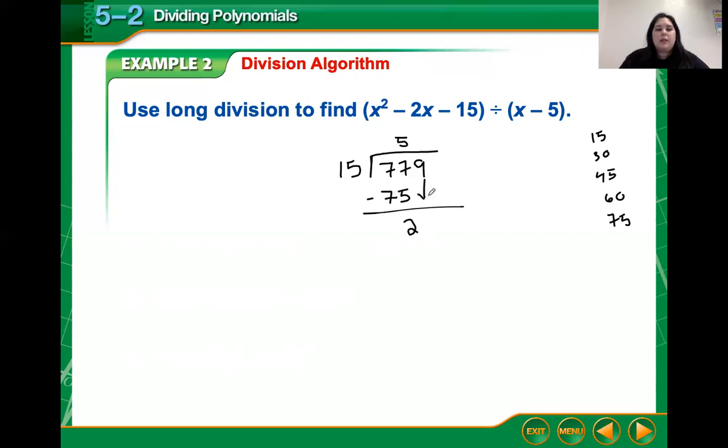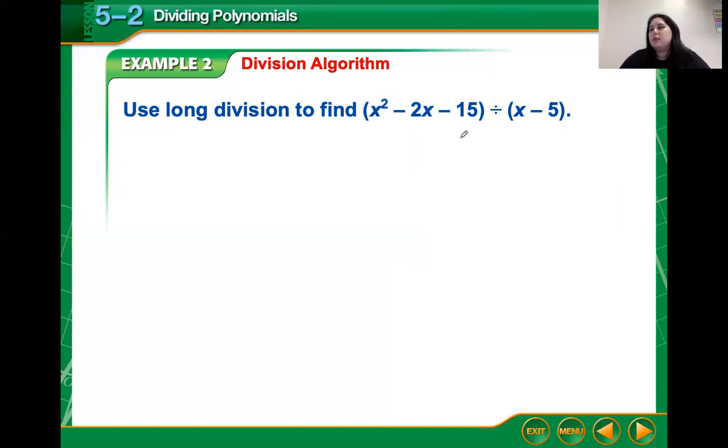I'm going to bring down the 9, so I have 29. I know 15 goes into 29 once, so I subtract 15 because 15 times 1 is 15, and I'm left with 14. We are going to stop here and use the word remainder 14. We are not going to go into decimals. We're just going to leave it as remainder 14. So these are our steps for dividing using long division, and this remainder thing is actually going to happen with some polynomials.